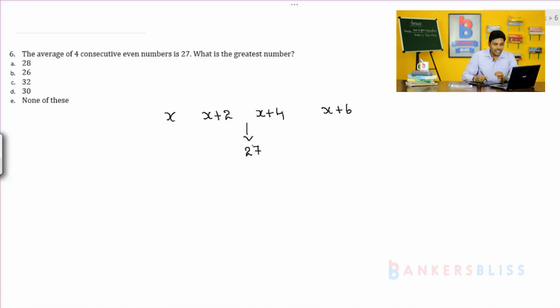So 27 is the average. So the difference between x plus 2 and x plus 4 is 2. So 2 divided by 2 is equal to 1. So if you add 1 to 27, you will get the value of x plus 4. If you subtract 1 from 27, you will get the value of x plus 2. But I have to calculate the value of x plus 6, so go forward. So 27 plus 1, 28, that is the value of x plus 4, 28 plus 2, 30, that is the value of x plus 6. So the greatest value is 30. Option D is the answer.